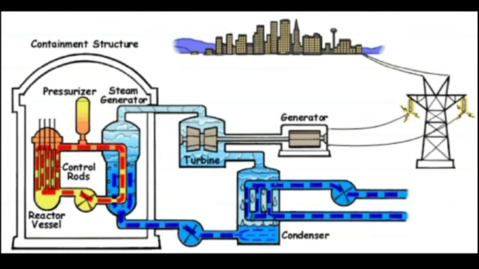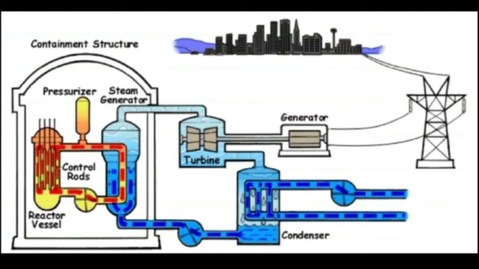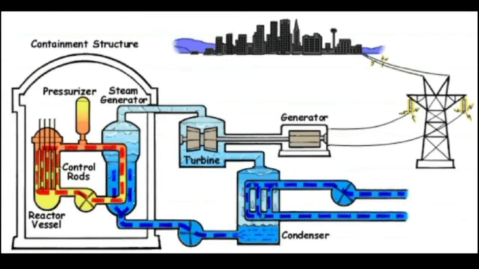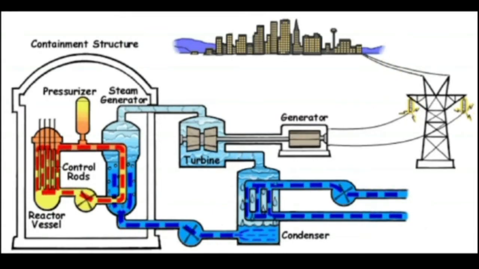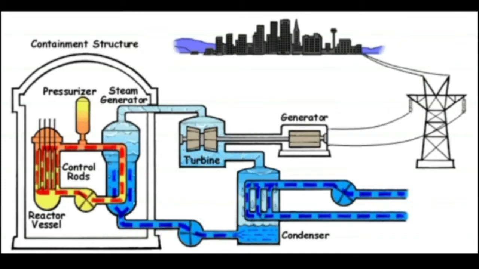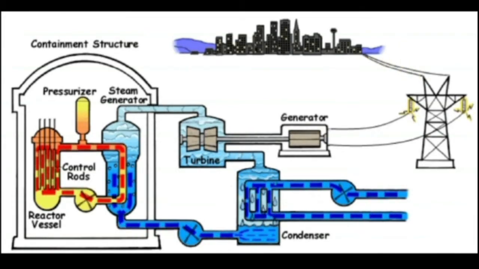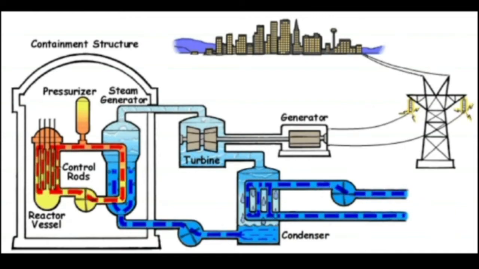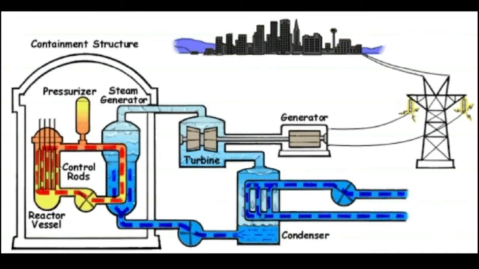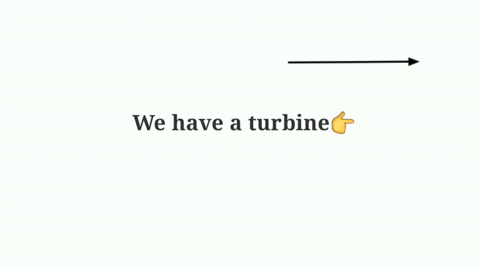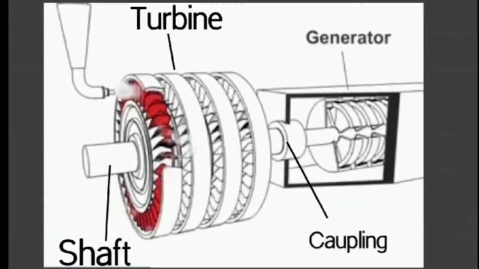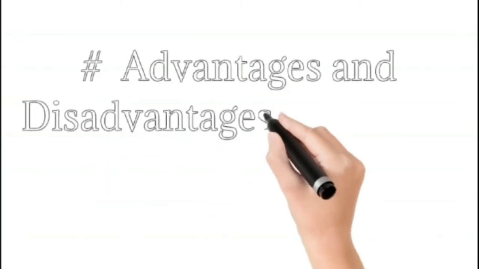Then that steam again goes to the condenser where cool water is flowing from the cooling tower, where the steam is converted into water again, and with the help of the pump that is circulated to the heat exchanger again. And this is the process of working of a nuclear power plant to produce electricity. We have a turbine which is connected to a generator with the help of the coupling. As the blades of the turbine start to rotate, the magnet in the generator also starts to rotate and we get electricity. Now we will see the advantages and disadvantages of a nuclear power plant.